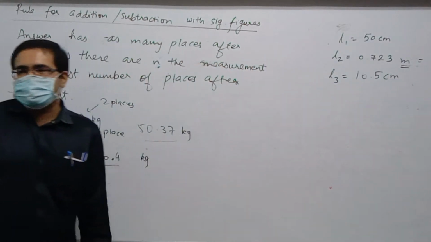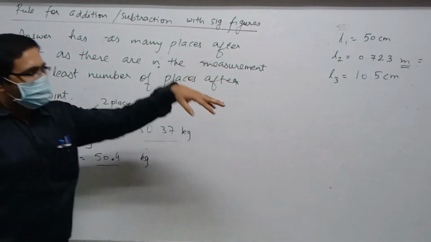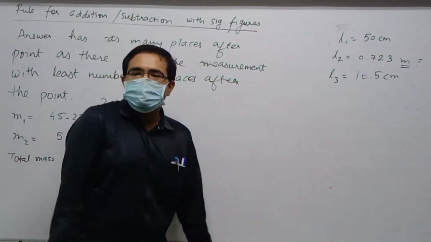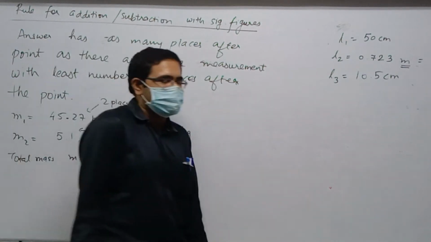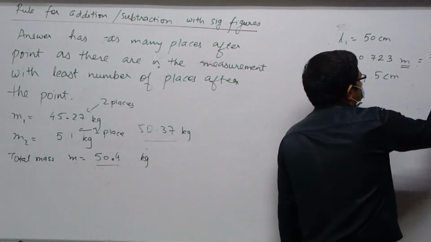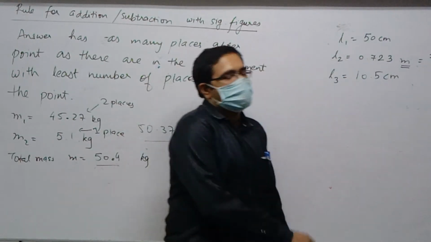1 meter is how many centimeter? 100. So multiply by 100, isn't it? Yes or no? So how much in centimeter? 72.3. Is that clear? Yes. Okay.